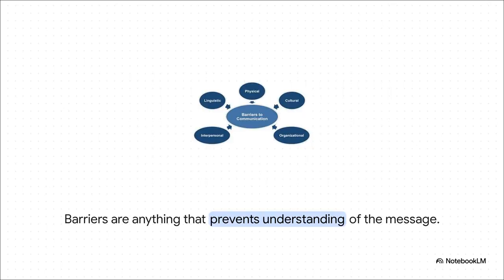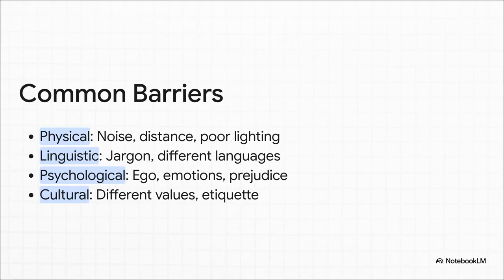Of course, many things can disrupt communication. We call these things barriers, and they fall into several key categories. Put simply, a barrier is just anything that prevents a message from being understood correctly. For your exam, you need to be able to identify an example of each type of barrier. For instance, if someone uses a lot of technical jargon that a client doesn't understand, that's a linguistic barrier. Or if a manager is too angry to really listen to an employee's suggestion, they're facing a psychological barrier.